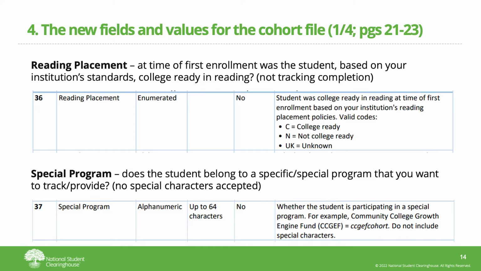Thank you. Yeah. So variable 37 is special program. And so this is an indicator or a way to capture whether a student belongs to a specific or special program that you want to track and provide to us. So this is an alphanumeric field, so it can contain both numbers and alphabetic characters.